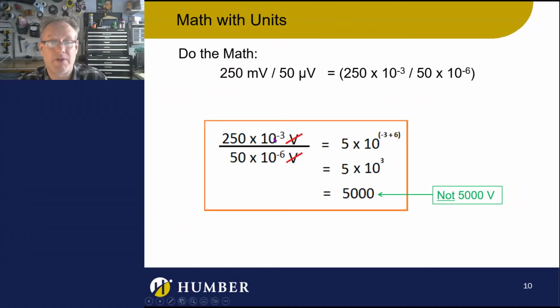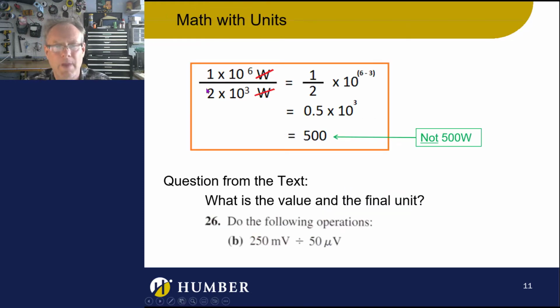Another example here, I'm dividing volts by volts. There's just a number. It's not 5,000 volts. And by the way, can I put a metric prefix to this? Well, the answer is no, because a metric prefix is a prefix to the actual unit. If there's no unit, I can't use a metric prefix, so I can't say that's 5 kilo something, because there is no something. Does that make sense? There's another example, watts divided by watts. That's it, 500. Okay, there you go.